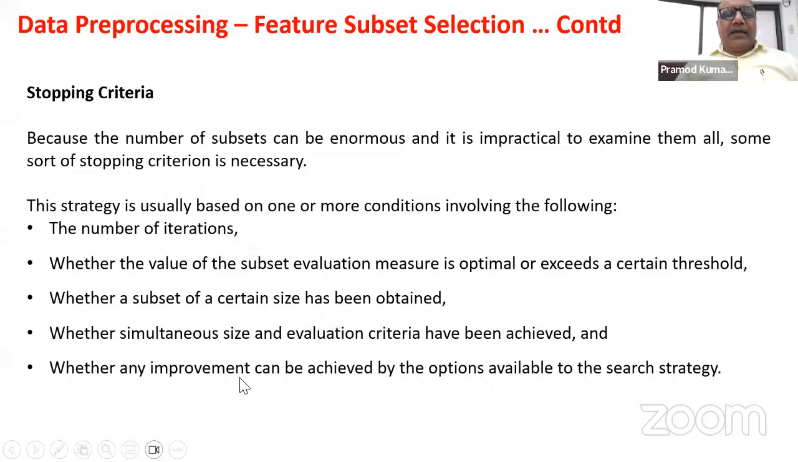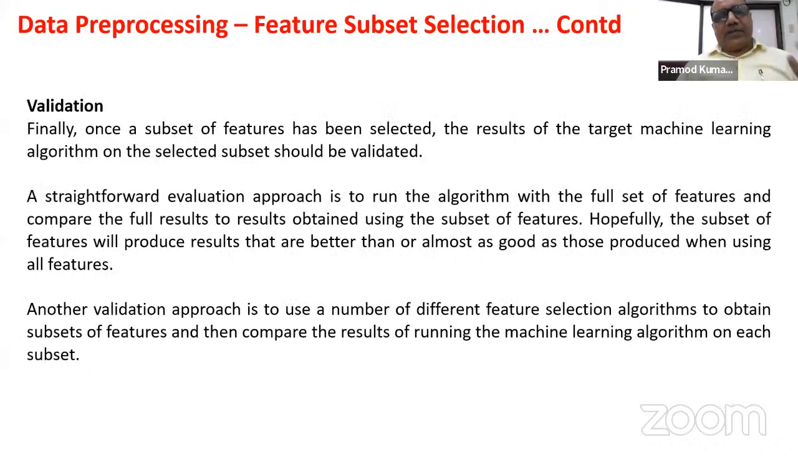Or whether any improvement can be achieved by the options available to the search strategy, that if I'm going for more computation, whether the algorithm's accuracy is increasing or not, so that also I can take. So different types of stopping criteria can be thought of, and we can think of combinations of these also. Then we come to the validation.